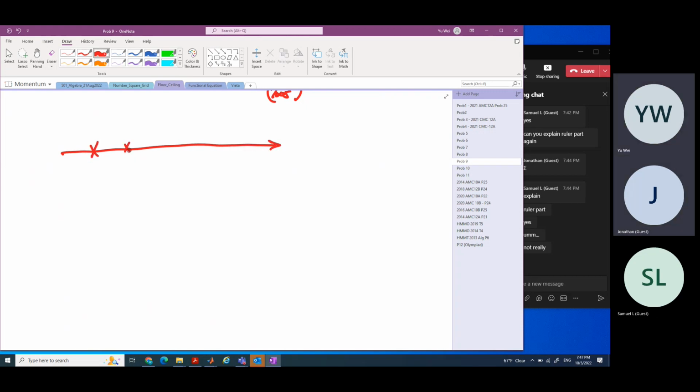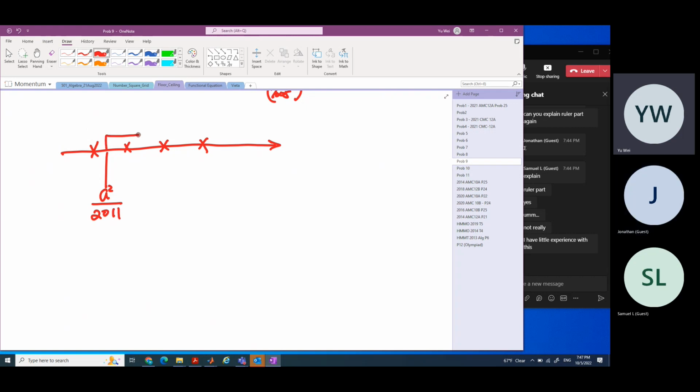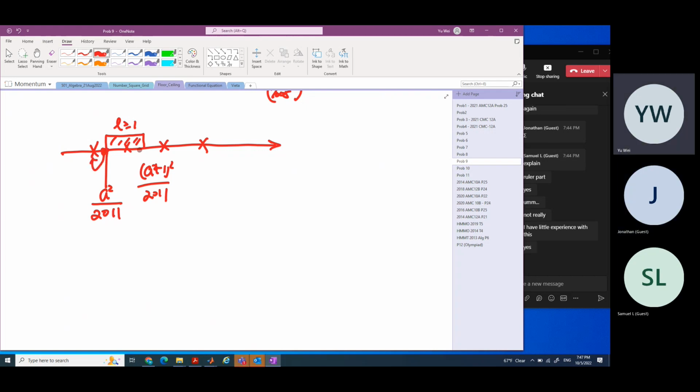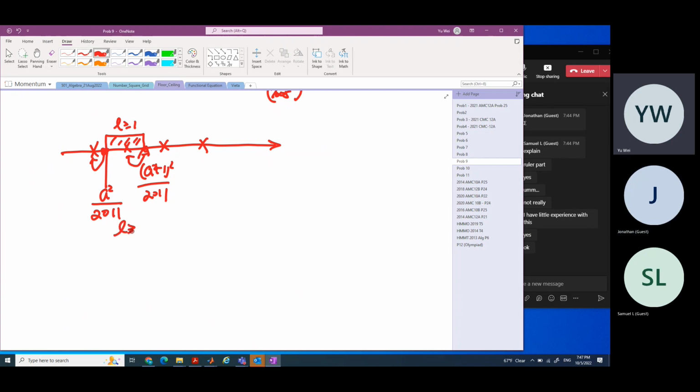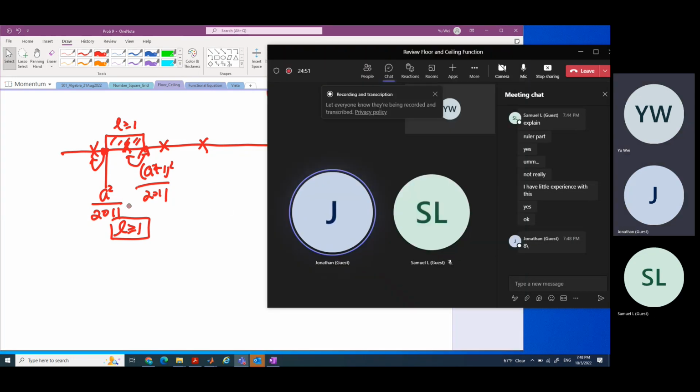Okay, let's see, these are the integer points. Without taking the floor functions, this is a²/2011, right? If we add a ruler length greater than or equal to 1, this will be (a+1)²/2011, right? So I can guarantee when I take the floor, this one goes here, this one goes to here. They are different integers. So once the ruler length is greater than or equal to 1, the numbers between these two, after taking the floor functions, we guarantee they cover different integers, because here are the integers.